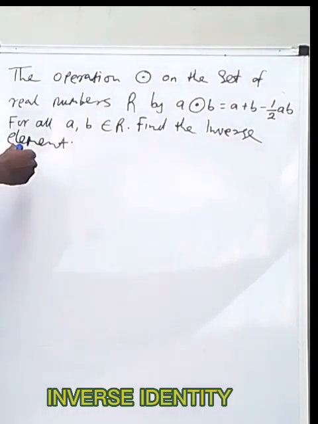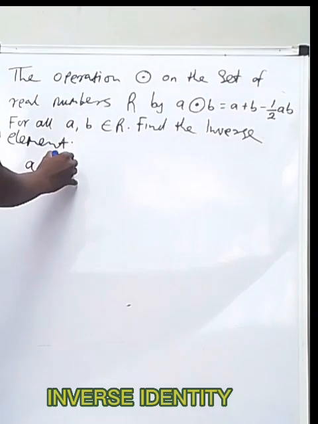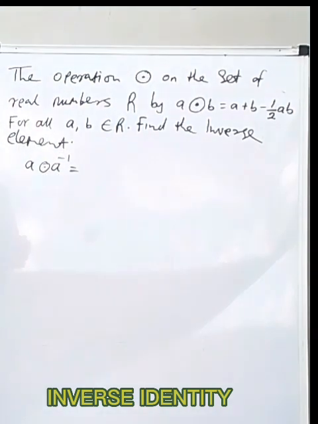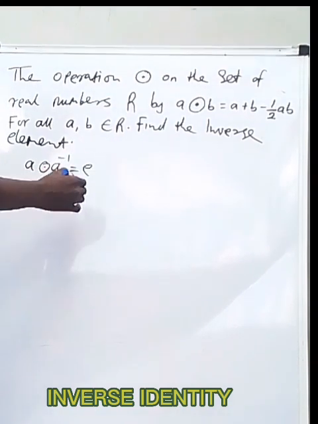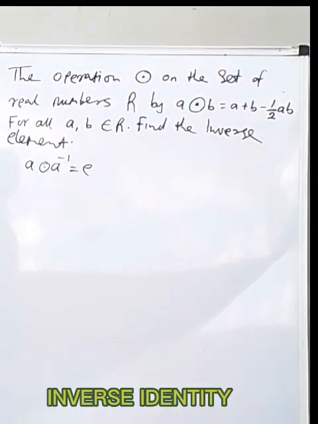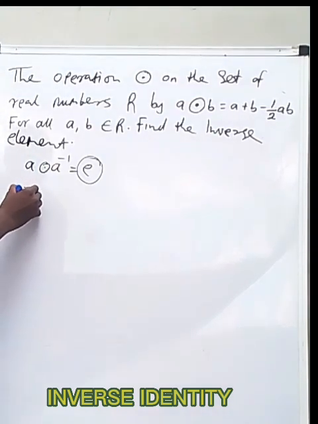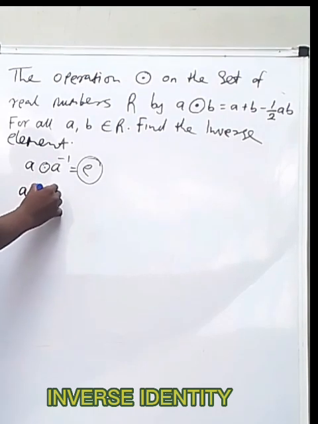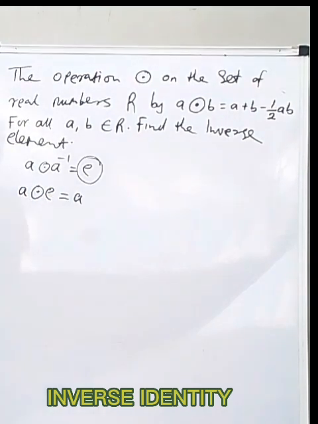So, according to inverse identity or inverse element, A operation inverse of A is equal to the identity element. This simply means before I can calculate for inverse identity, I need to calculate the identity element before any other thing can happen. So here, to calculate for the identity element, A operation identity element will give me A.